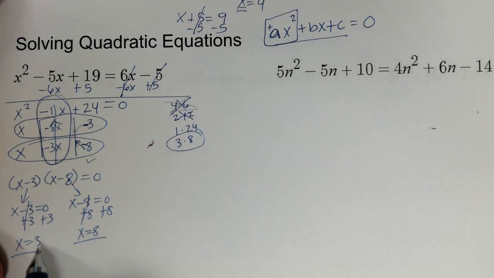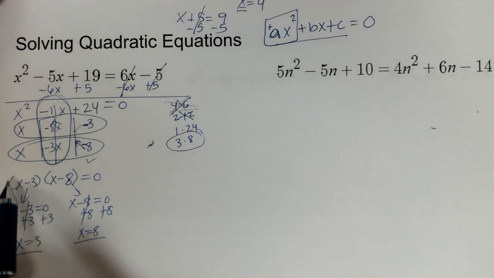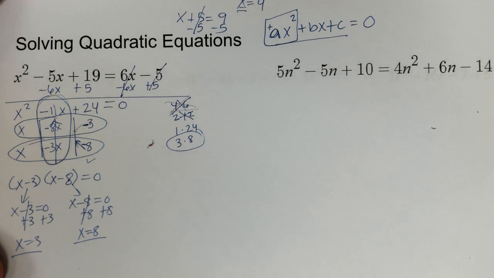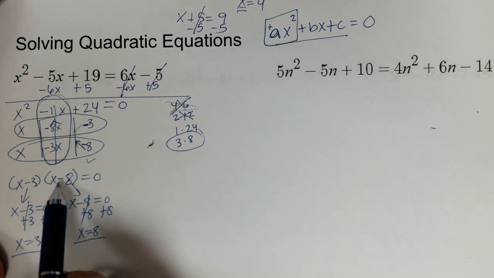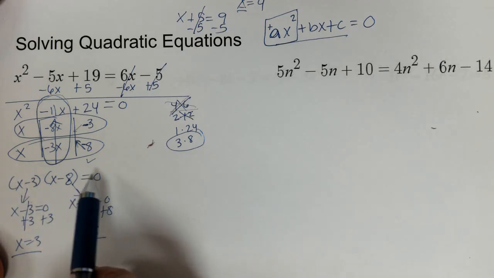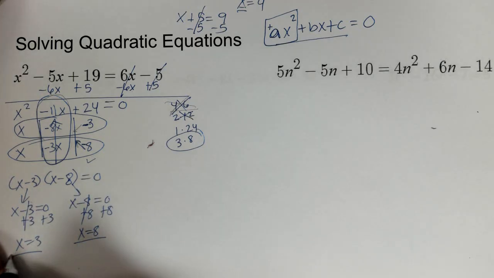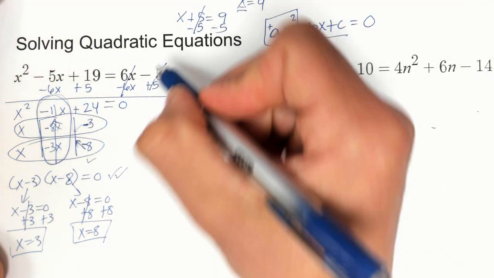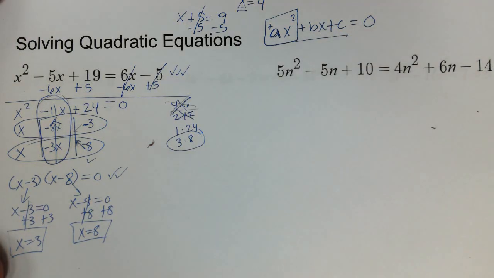Another way to think about it is that if I plug 3 in here, 3 minus 3 is 0, and 0 times anything will give me 0. Same down here, if I plug in 8, 8 minus 8 is 0, and 0 times anything will still give me 0. So these are the two solutions that make the original statement true.